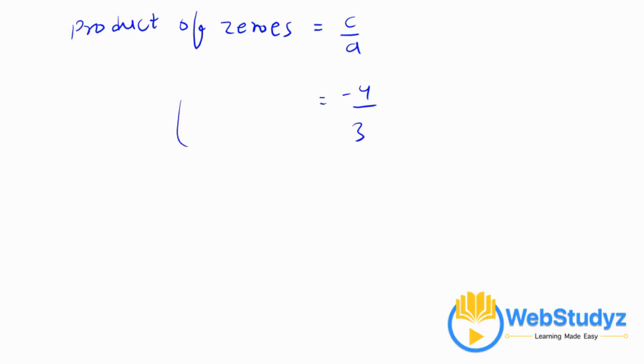Move on to the second part, that is product of zeros. It will be c by a, and c is minus 4 and a is 3, and product of zeros will be 4 by 3 multiplied by minus 1. So this will be minus 4 by 3 is equal to minus 4 by 3.